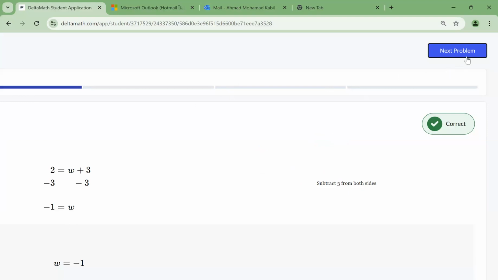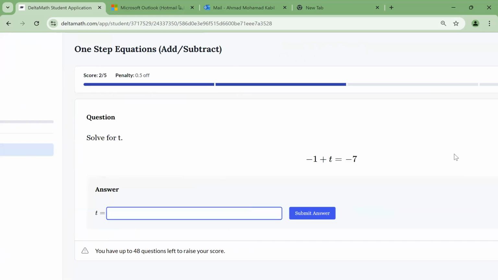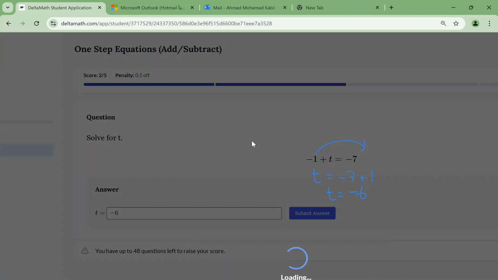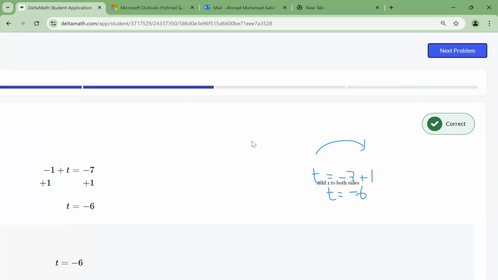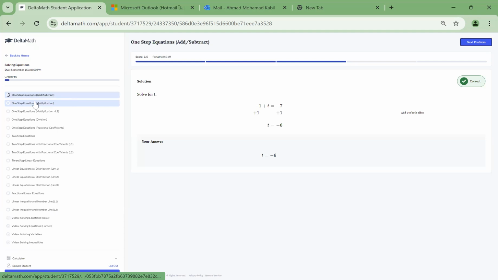Let me solve one more in this category. So we have -1 plus t equals -7. We take the -1 to the other side. So t equals -7 plus 1. So t equals -6. And this is the correct answer here as well. So this is pretty simple. Let's move on to something else.